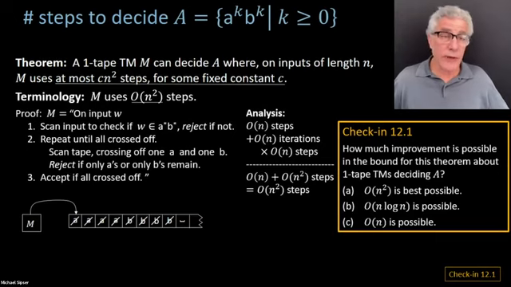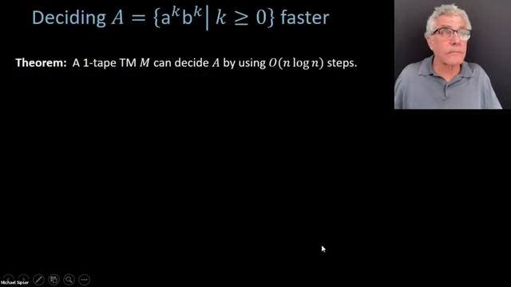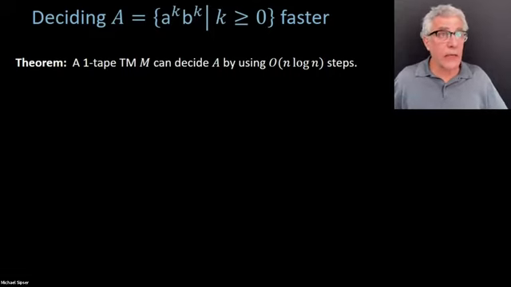In fact, B is the correct answer. We can improve this algorithm down to order n log n, but not all the way down to order n. So let me show you how you do it in order n log n on the next slide. So here is a one-tape Turing machine that can decide A by using only order n log n steps instead of order n squared steps. So this is a significant improvement.